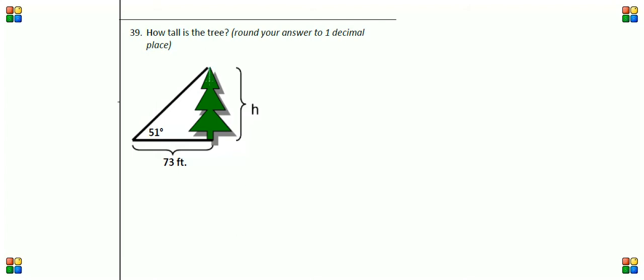So if I put a line right through that tree, you can see, that's not a very pretty line, but it'll do for this video. If I put a line straight through that tree, you can see that I'm creating a right triangle. So we have a right triangle with a known angle and a known side length.